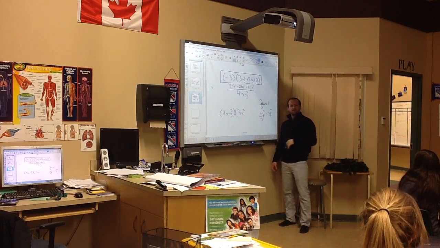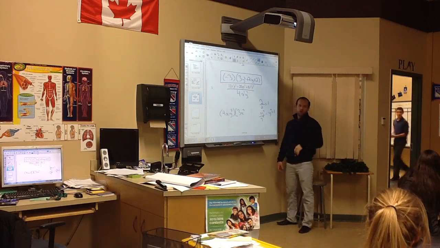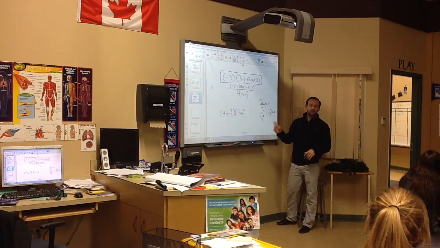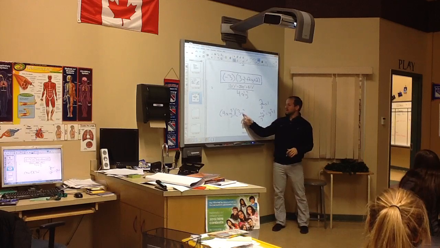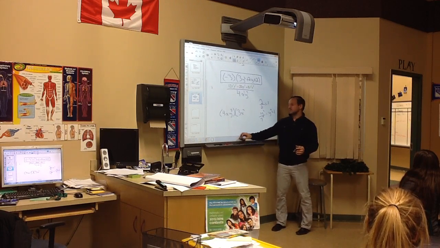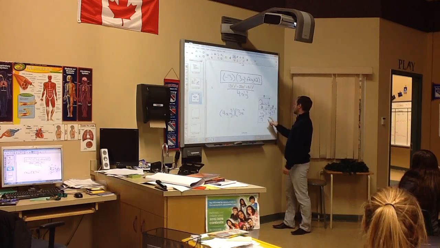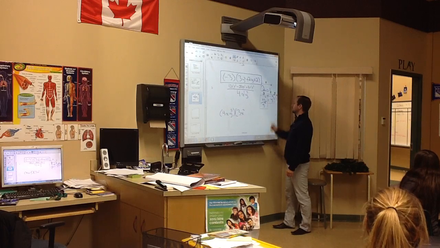Any base to the power of 0, remember this rule? It's always 1. Anything to the power of 0 is always 1. Again, mathematicians are lazy. If we don't need to write a 1, we just assume it's there. So we can cancel out the y's. I'm going to put that to the side just so we keep it there.